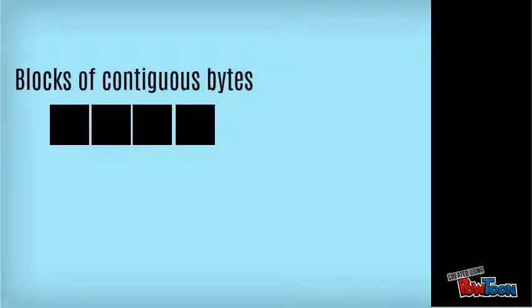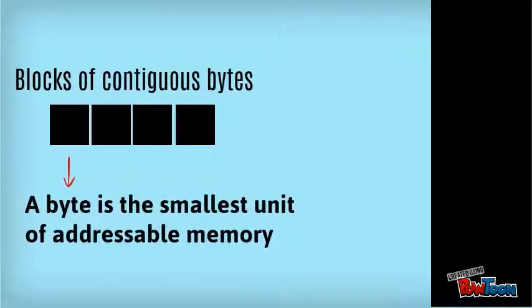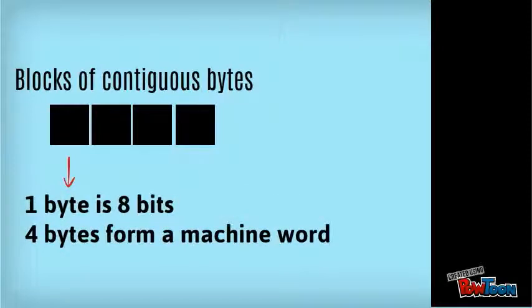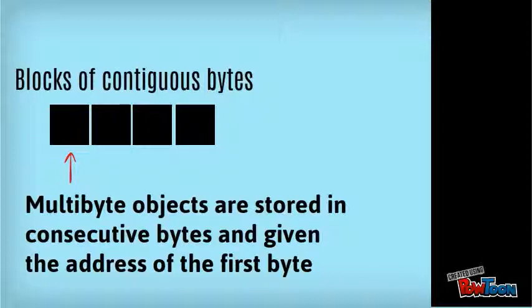We assume that runtime storage comes in blocks of contiguous bytes, where a byte is the smallest unit of addressable memory. A byte is 8 bits and 4 bytes form a machine word. Multi-byte objects are stored in consecutive bytes and given the address of the first byte. The size of the generated target code is fixed at compile time.